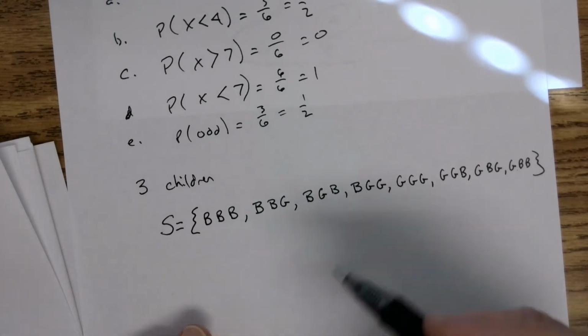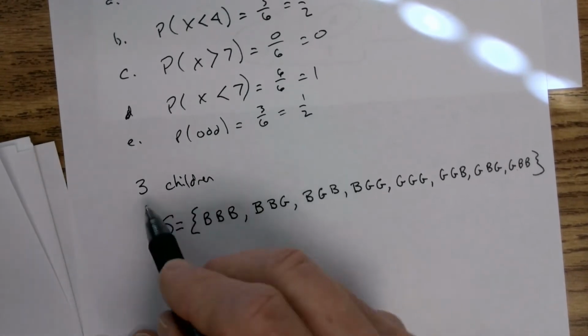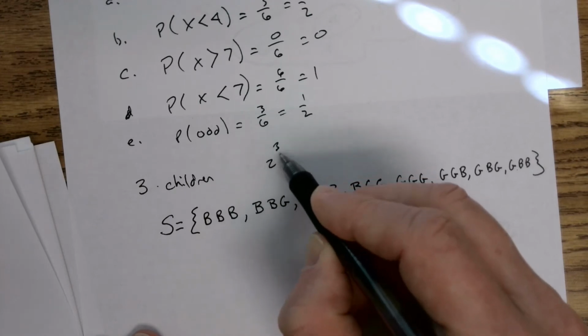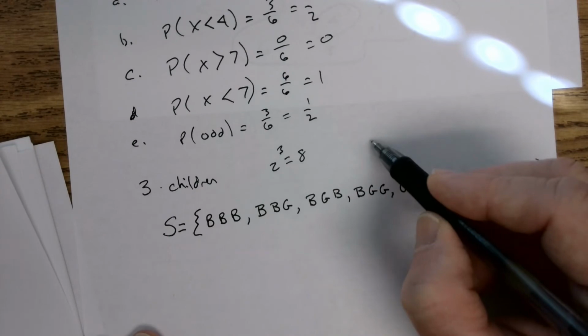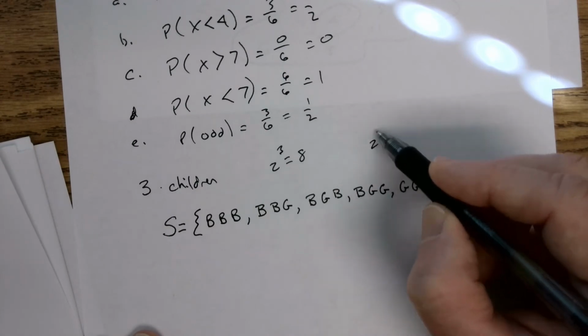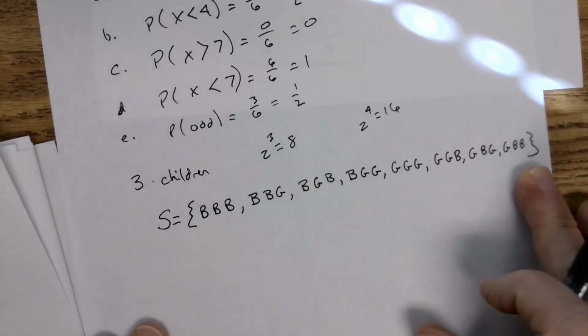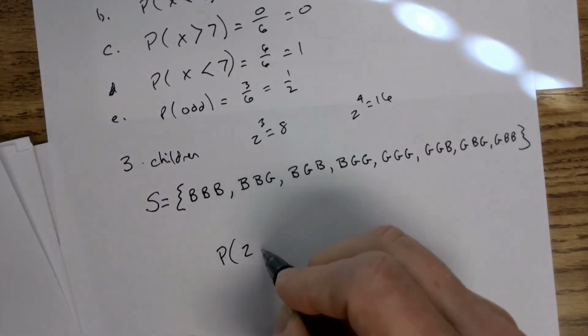You could do heads, tails as well. So if you notice from our last lesson, 3 children is 2 to the third power, 8 possibilities. If you have 4 children or 4 flips of a coin, it's 2 to the fourth, so there'll be 16 things that could happen. So you create the sample space, what could happen, and so what's the probability of having 2 boys?